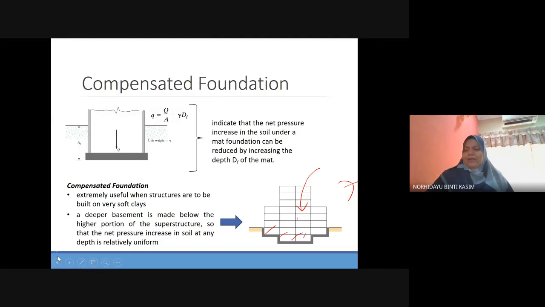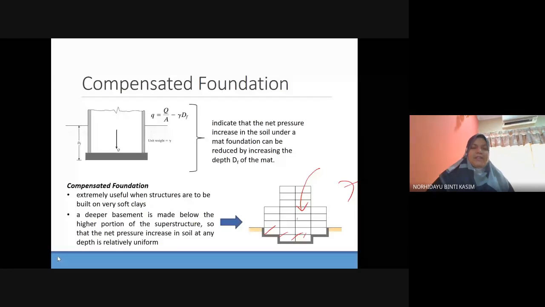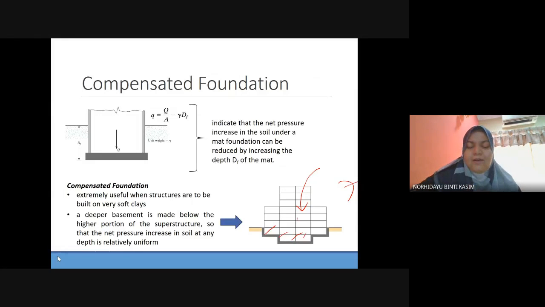Later when you are working, you are the designer, you have to decide. You have to design your foundation, so you have to consider this in your design. If from the SI you find that the soil in the area is weak, then you have this option. You can design for the compensated foundation to help in holding your loads.